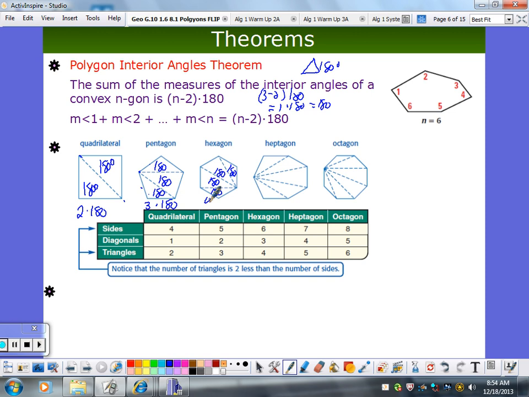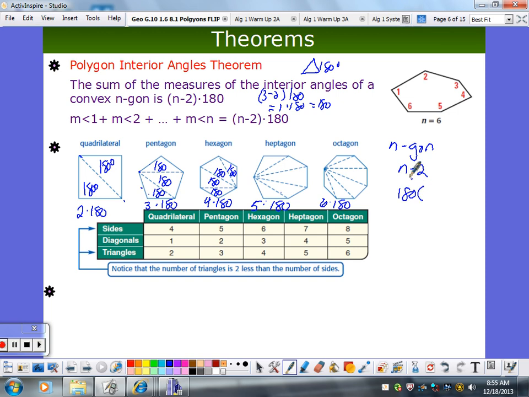So 4 times 180 will give me all the angles. Heptagon, I can form 5 of these triangles. Octagon, I can form 6 of them. So it's always 2 less than the number of sides because the two sides connected don't count, right? So if you have n sides, if you have an n-gon, how many triangles can you form? N minus 2. So what is the sum of the angles?